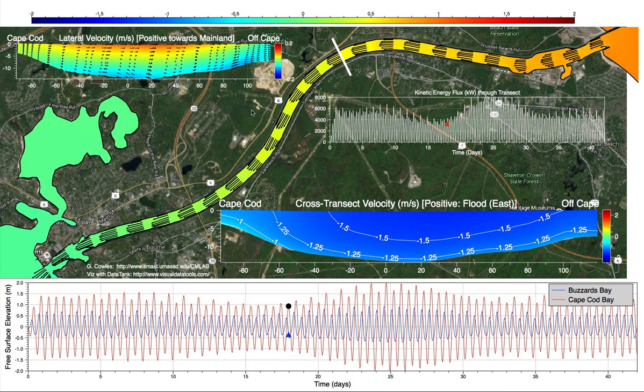Shown in the map here is the canal, which connects Buzzards Bay here to the west to Cape Cod Bay here to the east. The length of the canal, from the exit here into Cape Cod Bay to the Maritime Academy here, is about 12 and a half kilometers. The width of the canal is about 200 meters, a bit more.